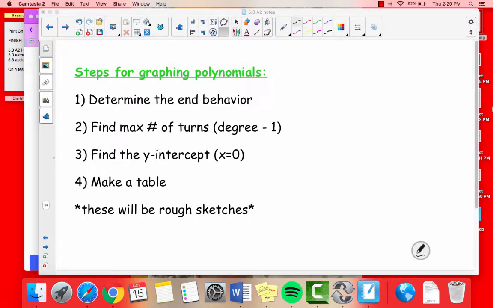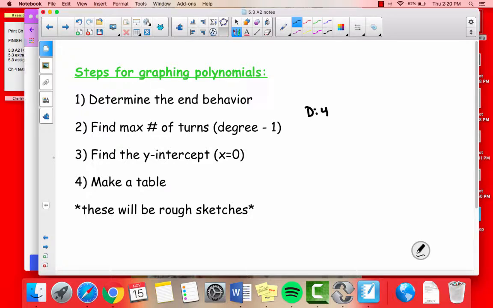For example, if a degree is 4, then the maximum number of turns it could have would be 3. Keep in mind that just because the max number of turns is 3 doesn't mean it's going to have exactly 3. It's going to vary depending on the equation that you're given. Next step is to find the y-intercept, and the easiest way to do that is just to plug in 0, because remember, any point on the y-axis is going to have an x that is equal to 0.